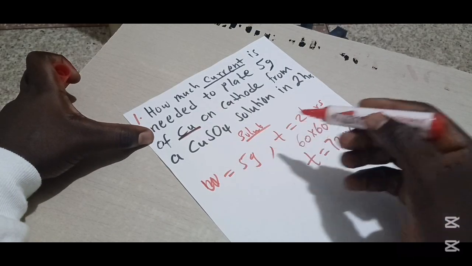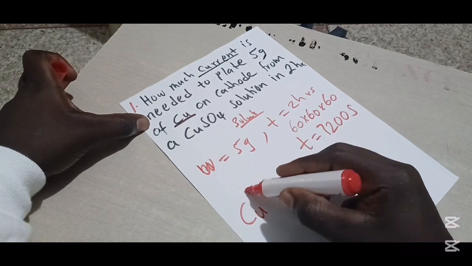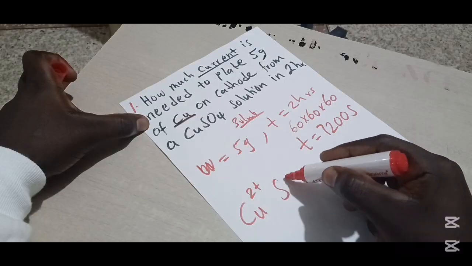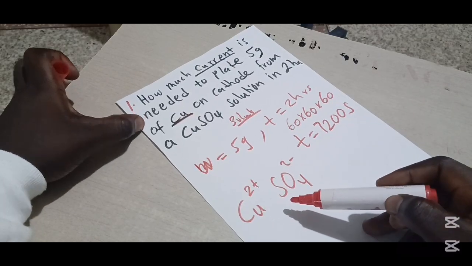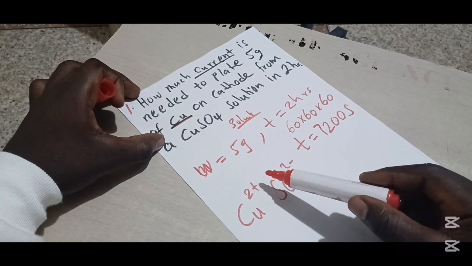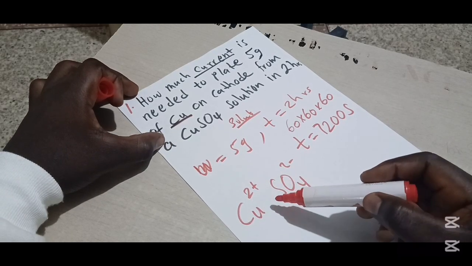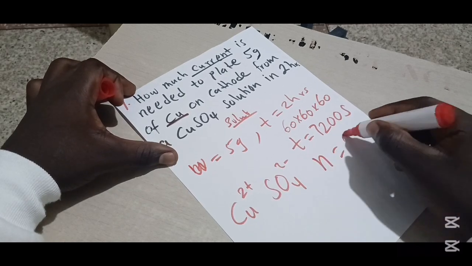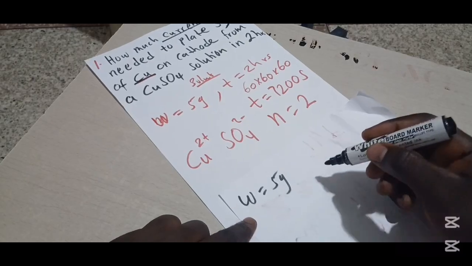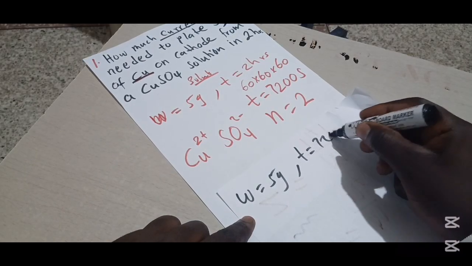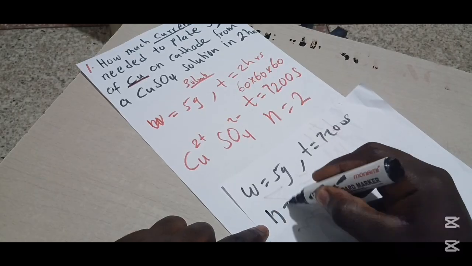For the n factor that we are talking about, in salt it is the same as the charge carried by the cation. So for copper sulfate, if we break copper sulfate into its component ions, this is actually Cu 2+, then SO4 2-. So for salt, the n factor equals the charge carried by the cation, not the anion, the cation. So our n factor here is 2. So our n equals 2. Our mass is 5 grams, our time is 7200 seconds, and then our n is 2.